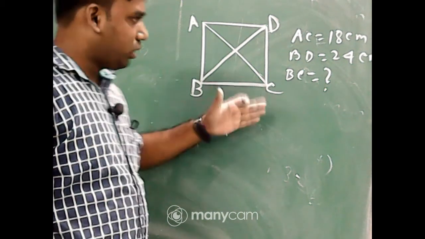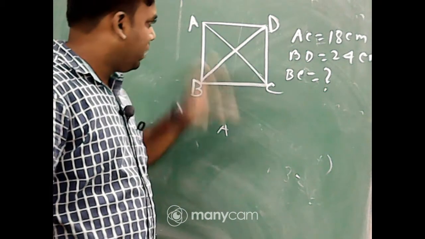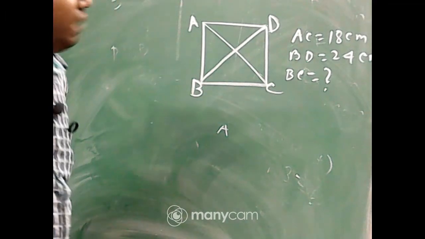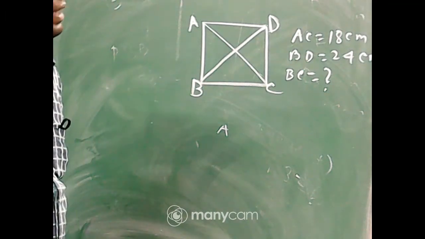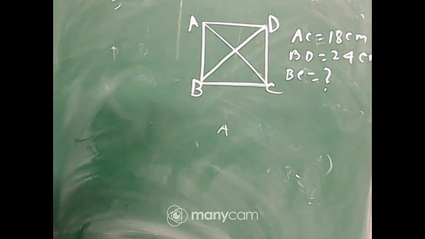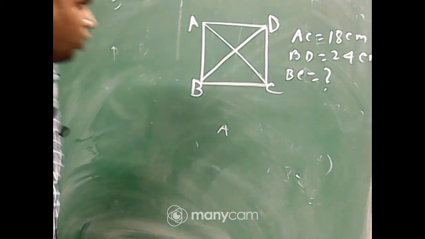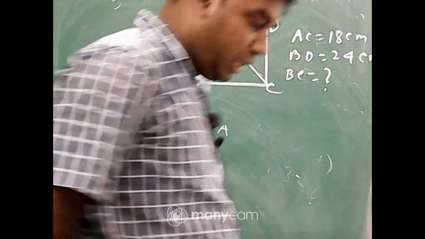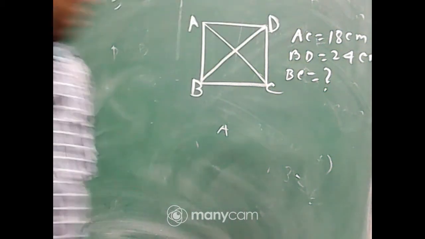ABCD is a rhombus. AC equals 18 centimeter, BD equals 24 centimeter. Now tell me the length of BC, or AD or DC or AB, because we know that all sides are equal in a rhombus.